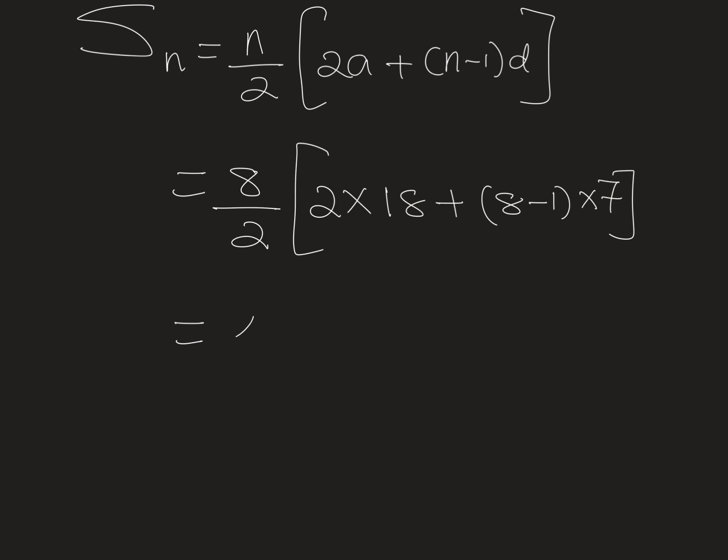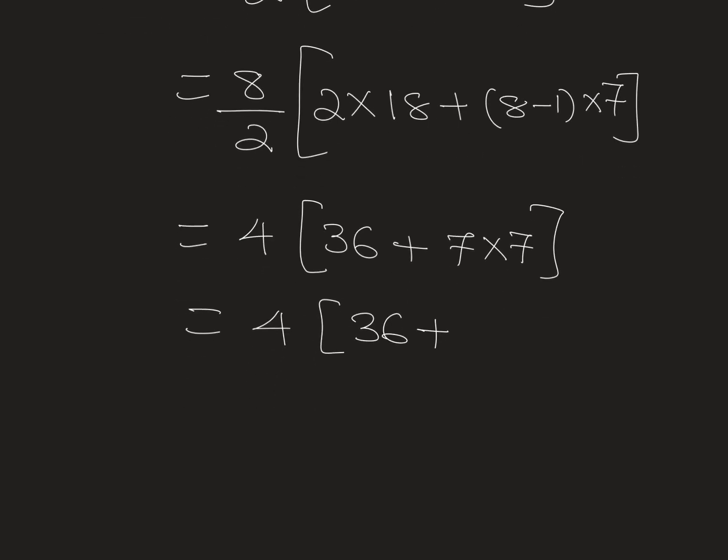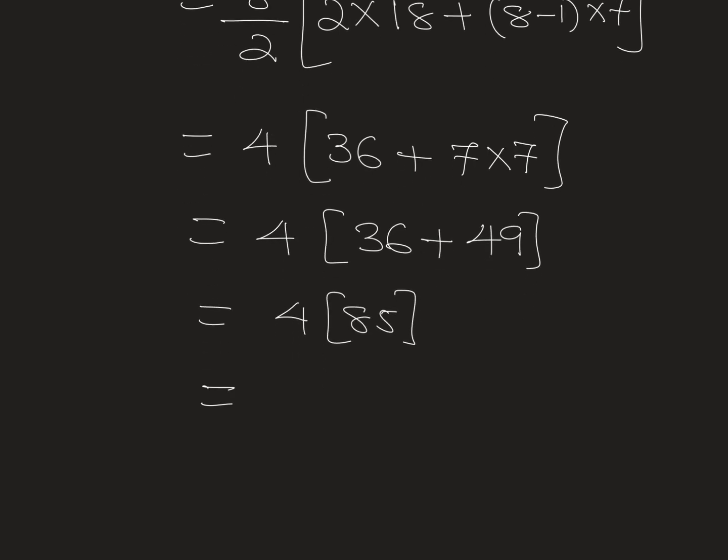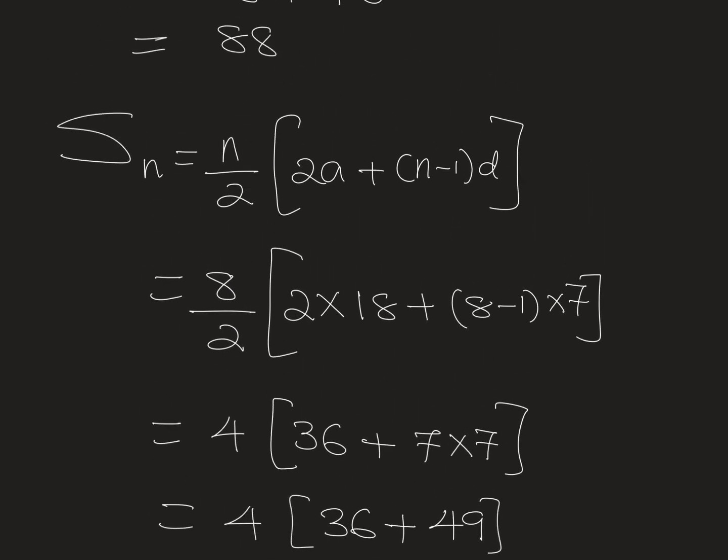So 8 divided by 2 is 4 into 2 times 18 is 36, plus 8 minus 1 is 7, so that is going to be multiplied by 7. We're going to have 4 into 36 plus 7 times 7 is 49. So that will be 4 into 36 plus 49, which is 85. So 4 times 85 is 340. Okay, so that is the answer for the fourth question. Moving on to our next question.